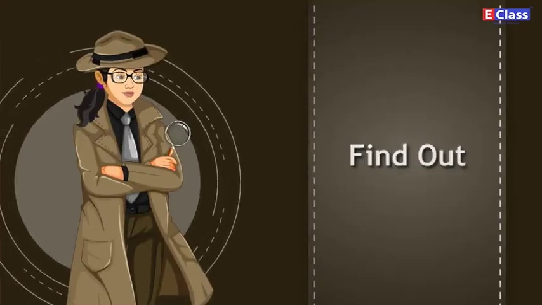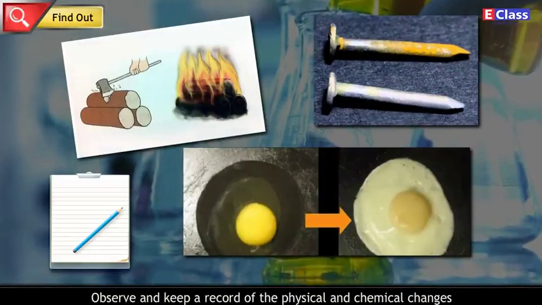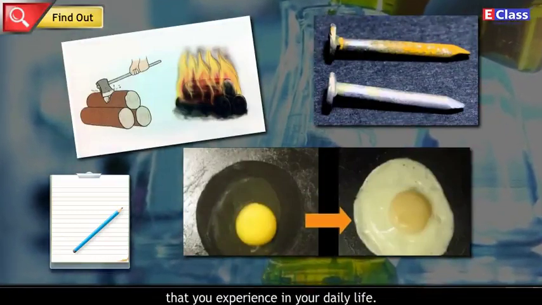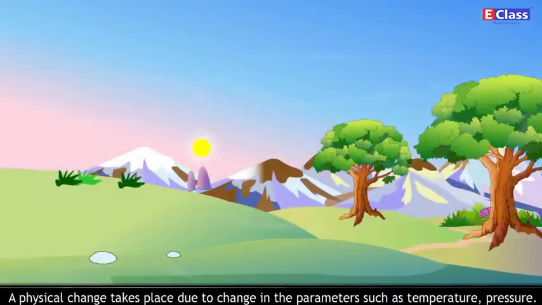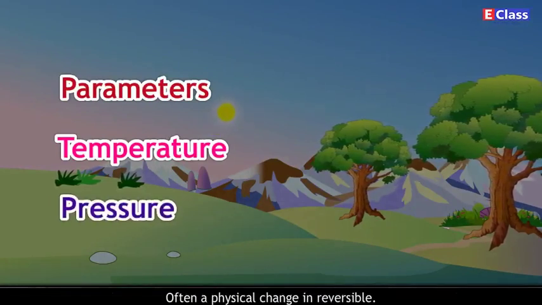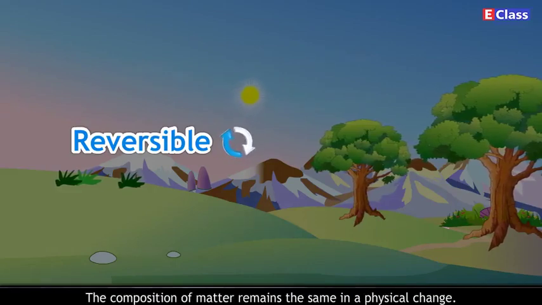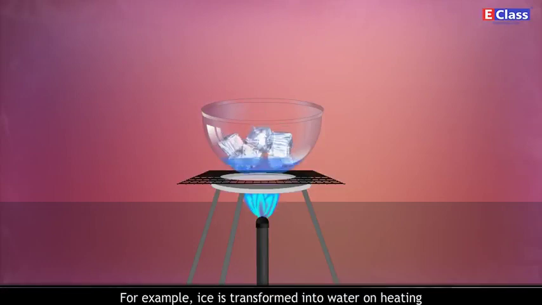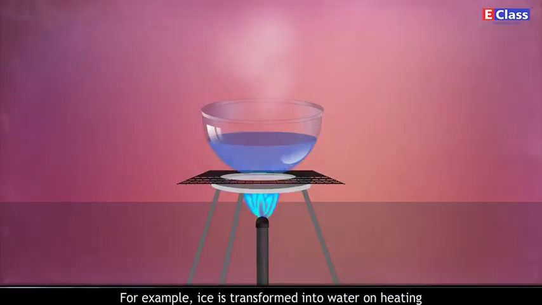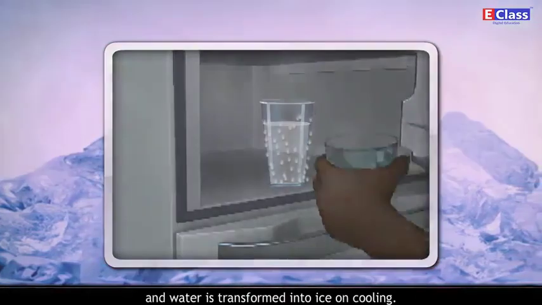Find out. Observe and keep a record of the physical and chemical changes that you experience in your daily life. A physical change takes place due to change in the parameters such as temperature, pressure. Often, a physical change is reversible. The composition of matter remains the same in a physical change. For example, ice is transformed into water on heating and water is transformed into ice on cooling.